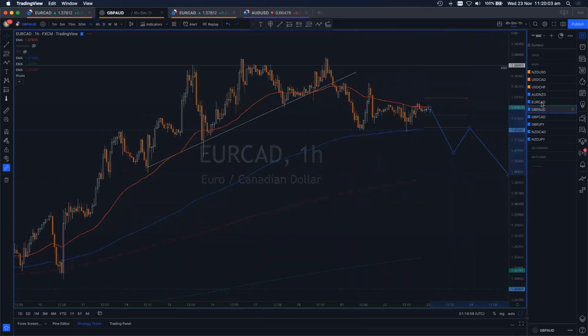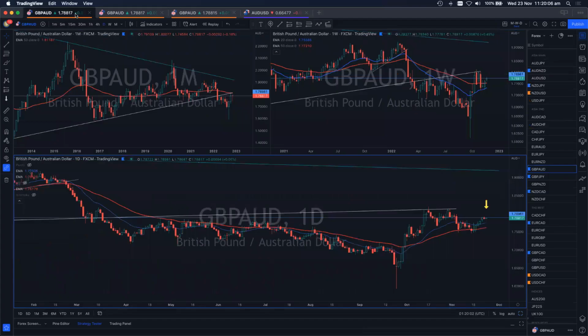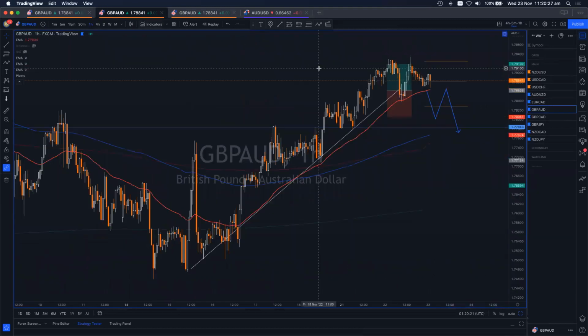Now, pound Aussie. Similar. We're getting rejection of this resistance level. It's been run up to it. Quite a small candle, so not much bullish pressure. We've hit this doji day yesterday, so it looks like we're going to get some downward pressure today. We'll see what the lower time frames look like.